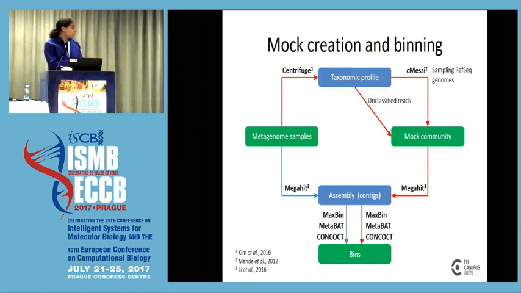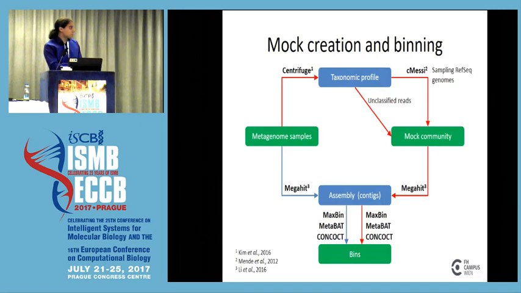I start off with metagenomic samples. I assemble them with MEGAHIT, and these assemblies I bin with these 3 different binning tools, and thereby I get bins. These exact same samples here, already quality controlled I have to add, are used to create mock communities which are as similar to my original samples as possible, to assess how well my methods work.